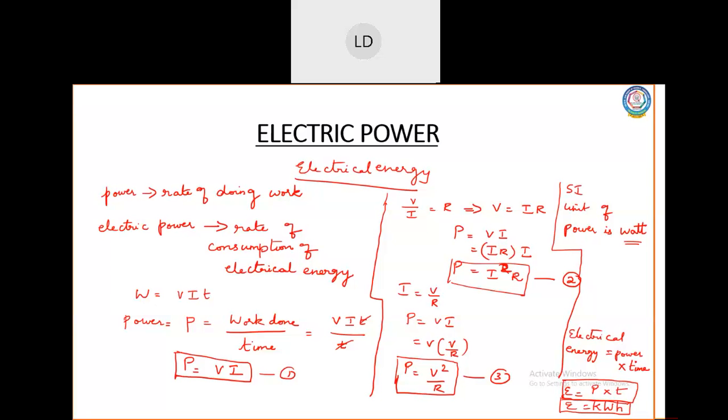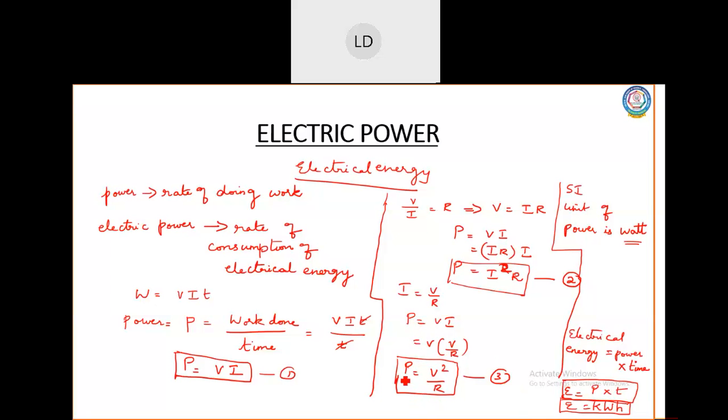Okay, 1 kilowatt hour is 1 unit. Suppose the units come to 200 units. Now the government will fix the rate for 1 unit. Suppose let us take the amount for 1 unit is 7 rupees. So in that case, how many units are consumed? Multiply by the rate for 1 unit, and you will get the value of electrical energy. So you pay your bill for the electrical energy that is consumed.